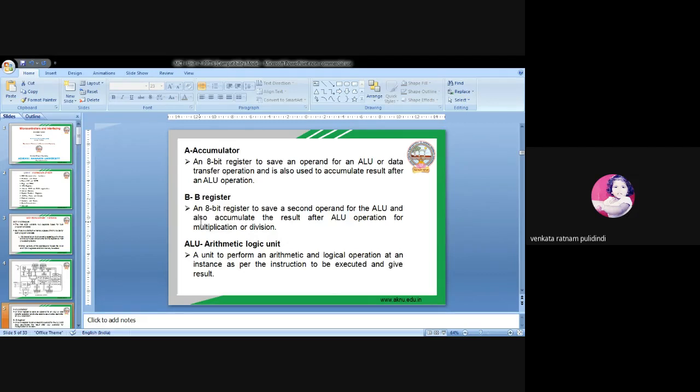One part is stored in the accumulator. The accumulator stores only 8 bits, so the remaining 8 bits are stored in the B register.